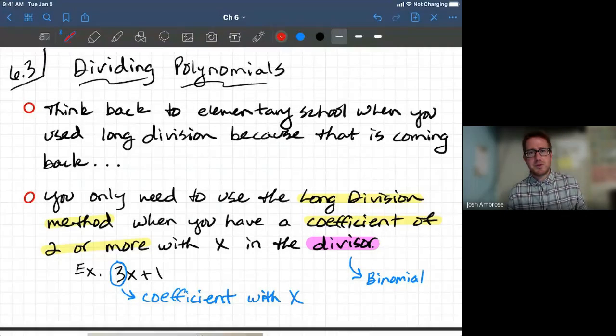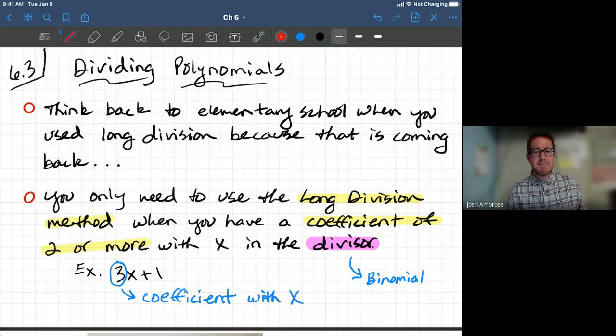All right, Algebra 2, welcome back, guys. We are now moving into section 3 today of chapter 6. This is all about dividing polynomials, okay? So that first note right there, you guys remember doing long division back in elementary school, all that fun stuff? Well, it's coming back, all right? We're going to be doing some long division today, except it's with polynomials and binomials and all kinds of nomials.